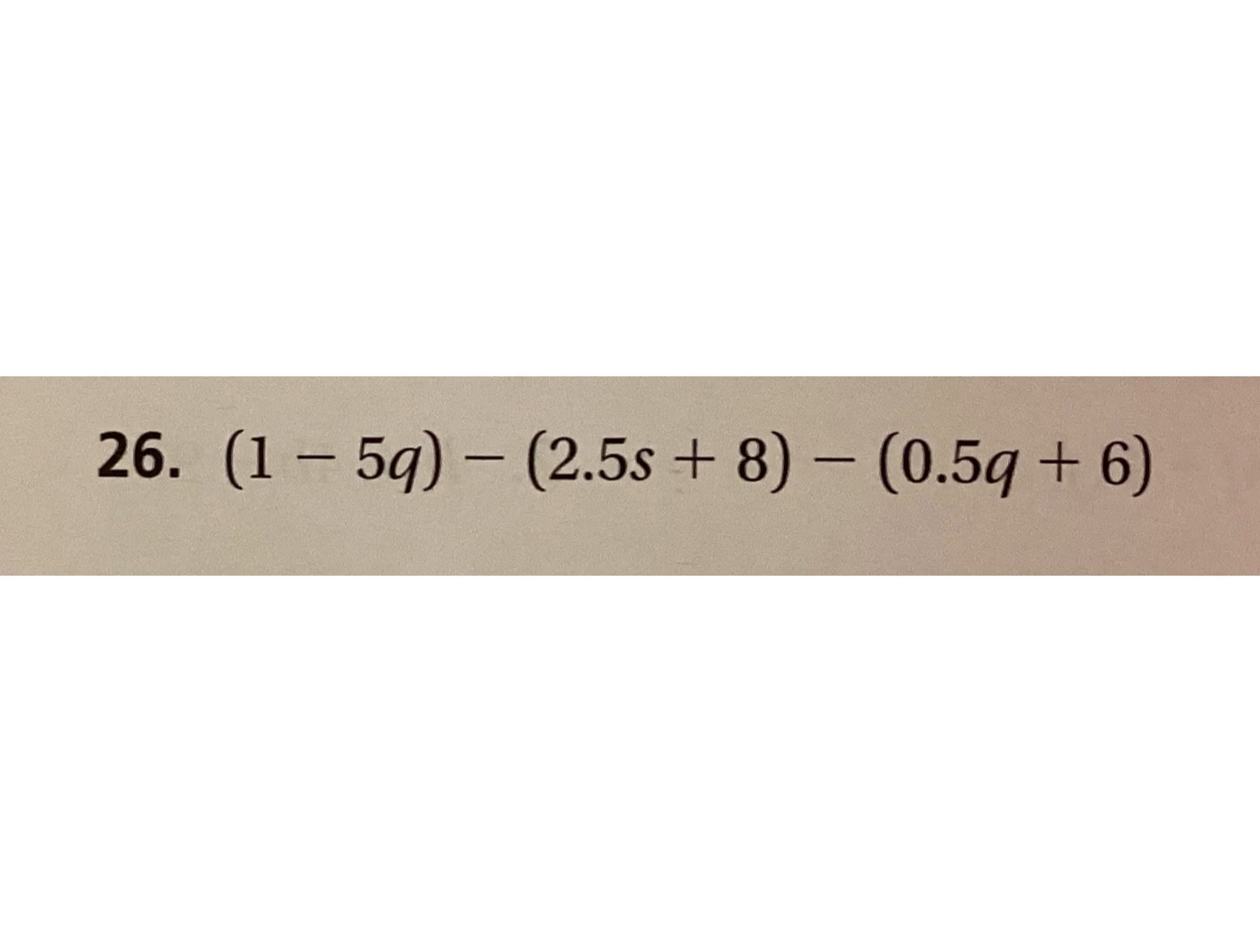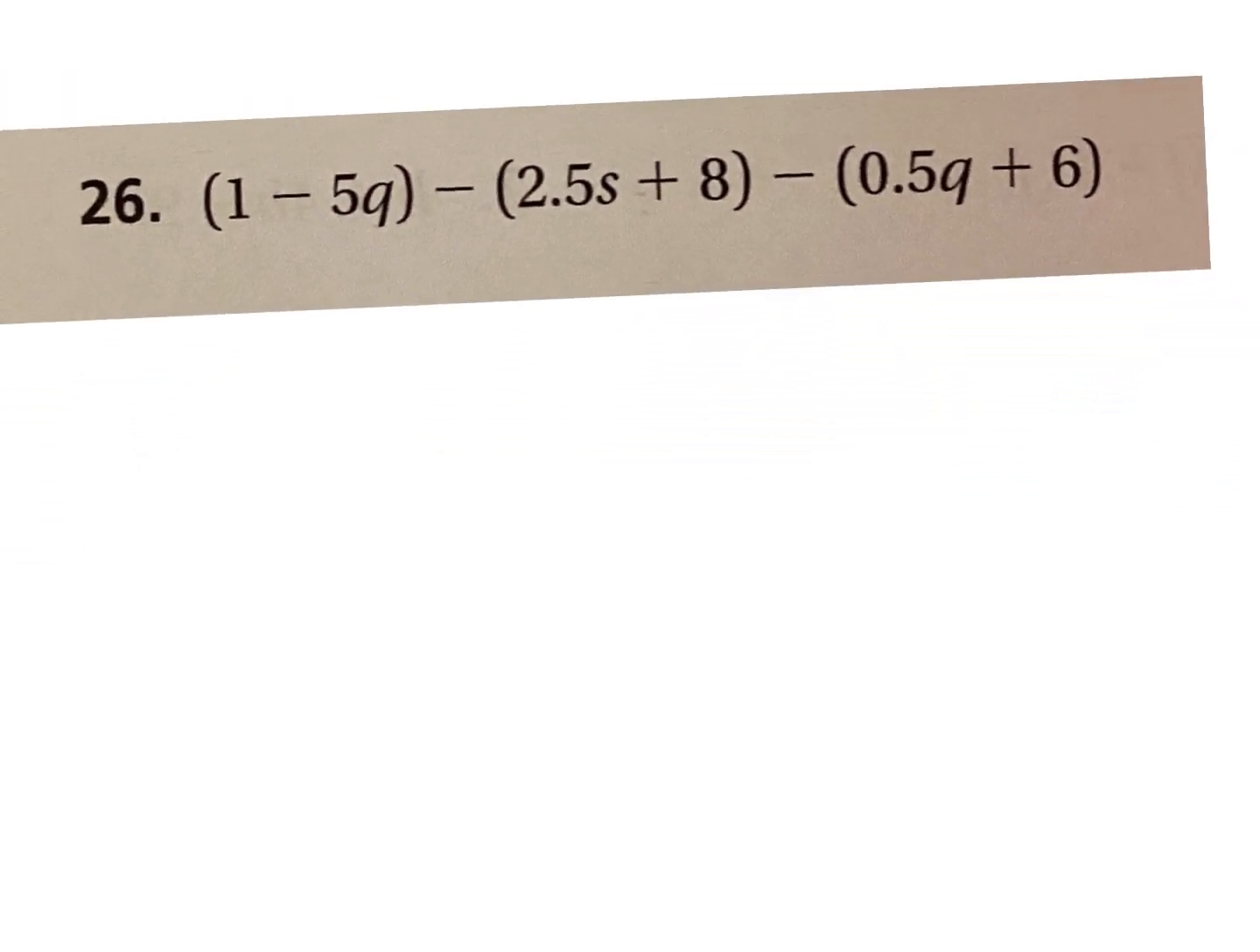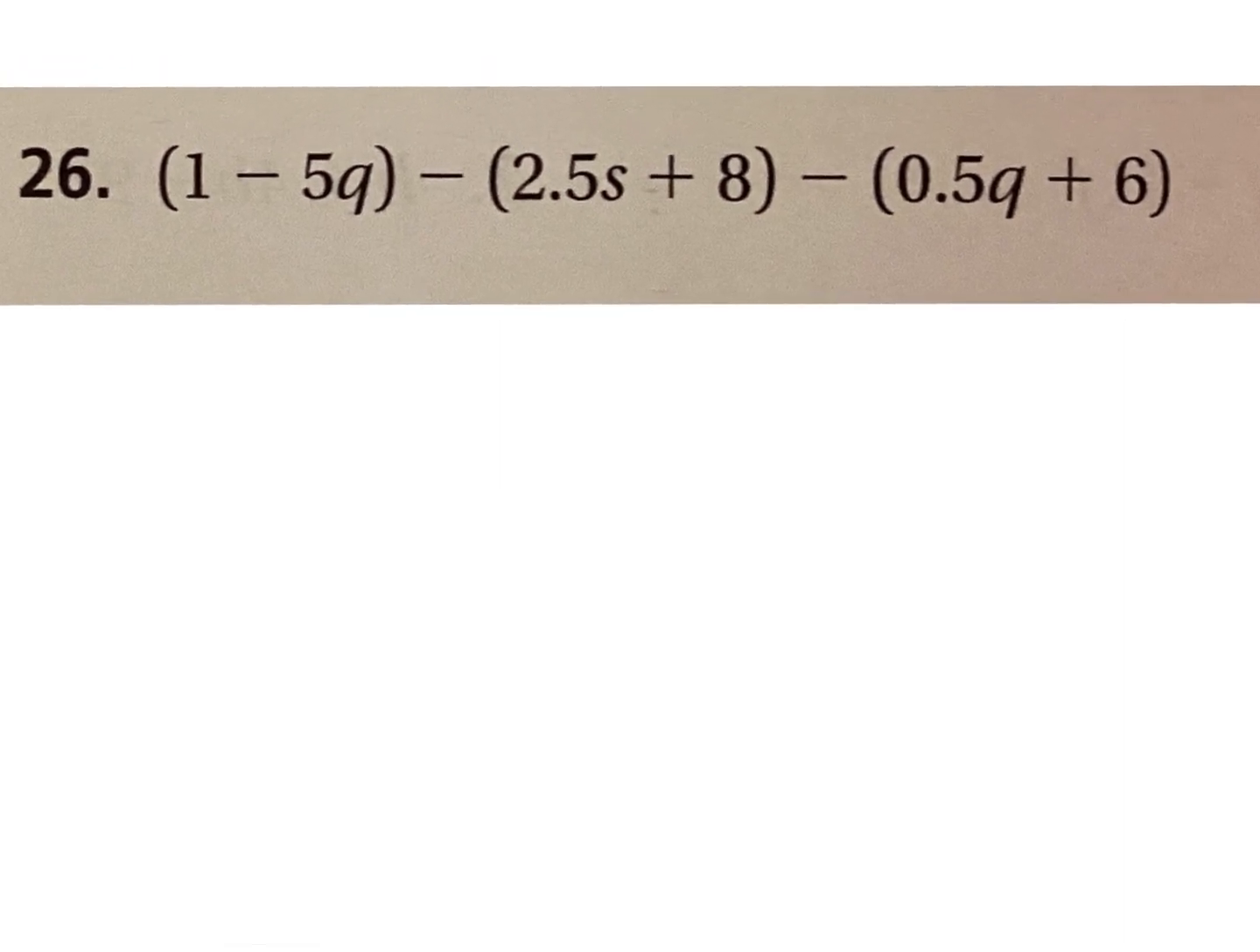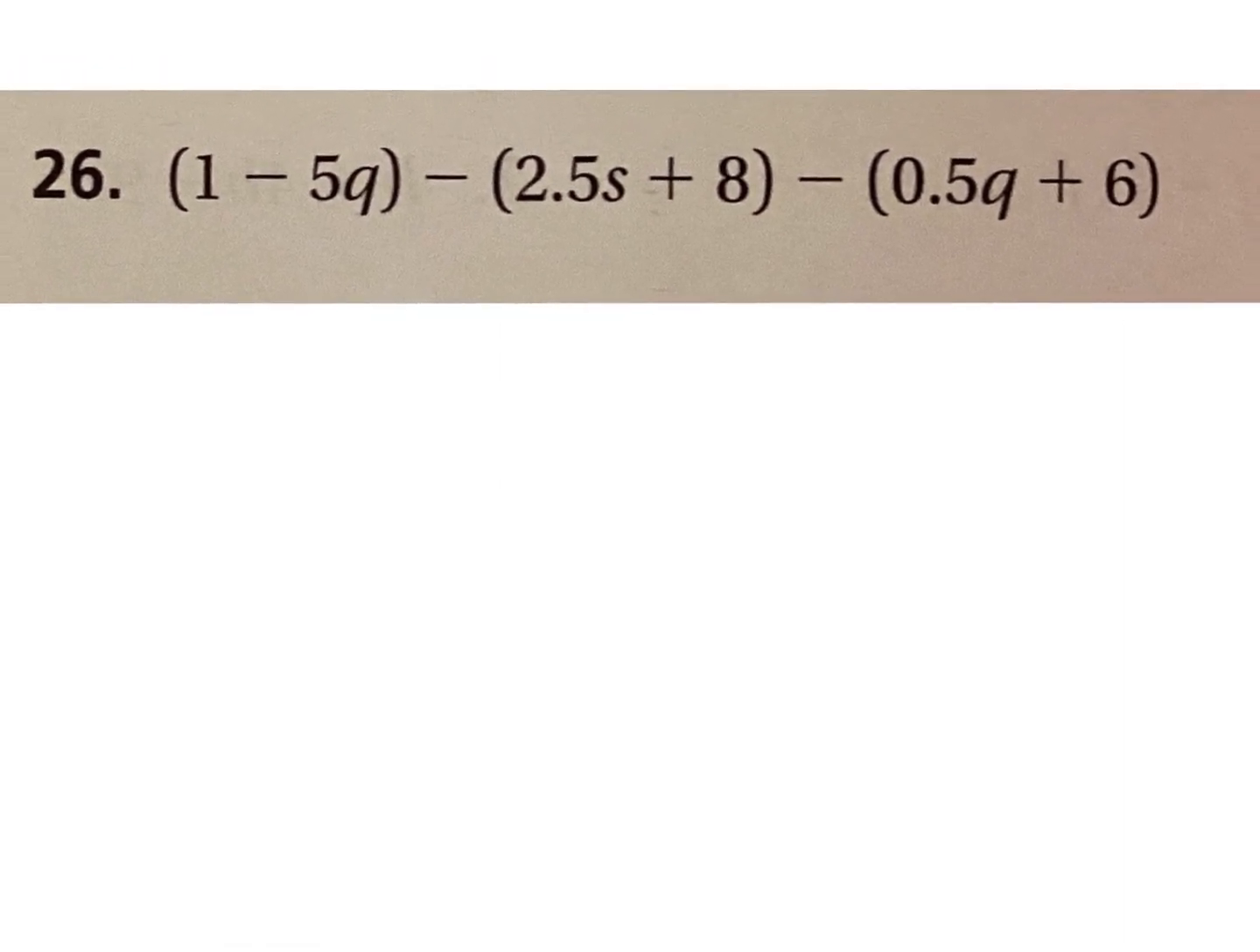All right, 26. This one has 3 parentheses, and it's subtracting multiple things. So again, we see subtraction. We're going to think add the opposite. Add the opposite of 2.5s is negative 2.5s. The opposite of 8 is negative 8. Okay. Then I come over here and I want to add the opposite of 0.5q. It's going to be negative 0.5q. And the opposite of plus 6 is minus 6.